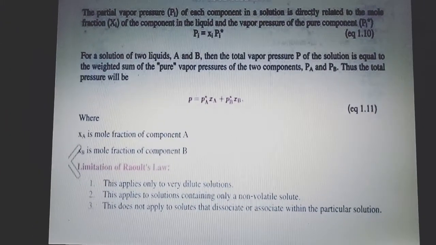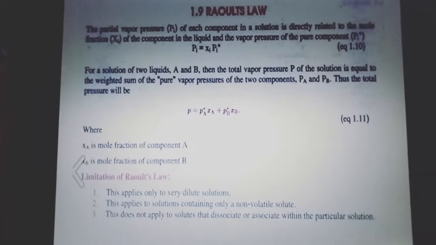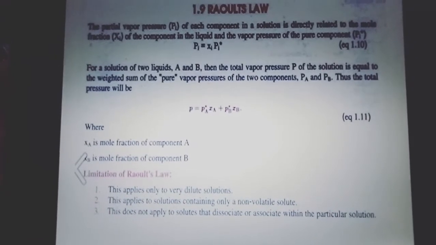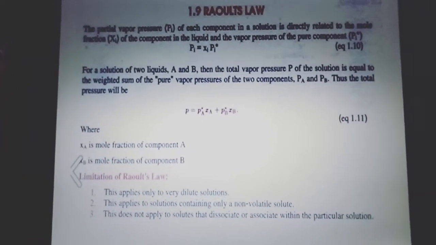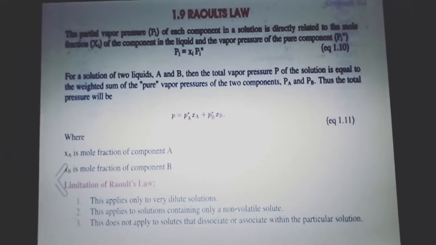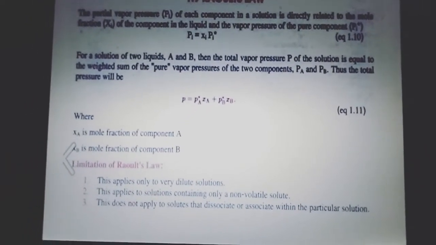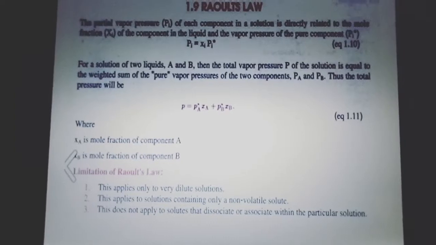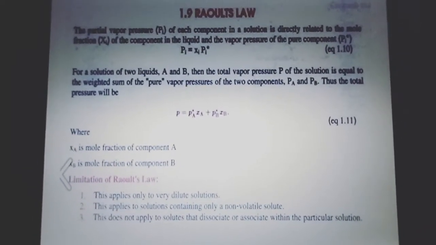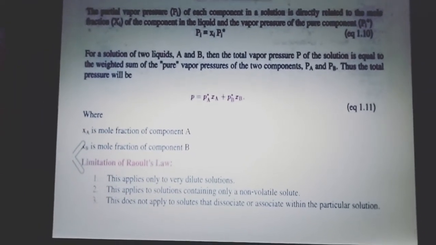For a solution of two liquids, for example A and B, the total vapor pressure P of the solution is equal to the sum of the vapor pressures of the two components, PA and PB. These are the vapor pressures of A and B. Thus, the total pressure will be represented as P is equal to PA star into XA plus PB star into XB, where XA and XB are the molar fractions of component A and component B.